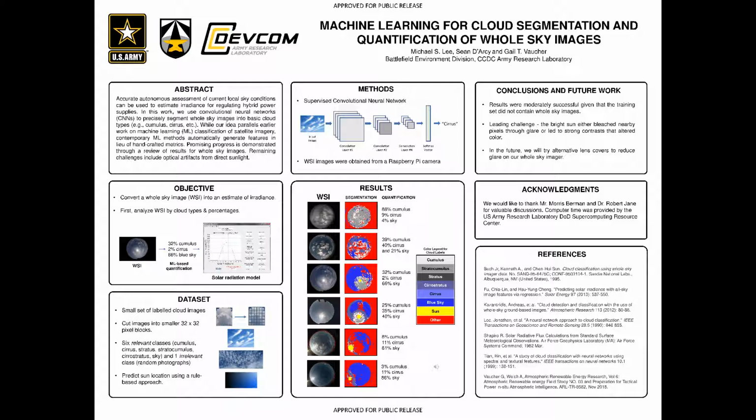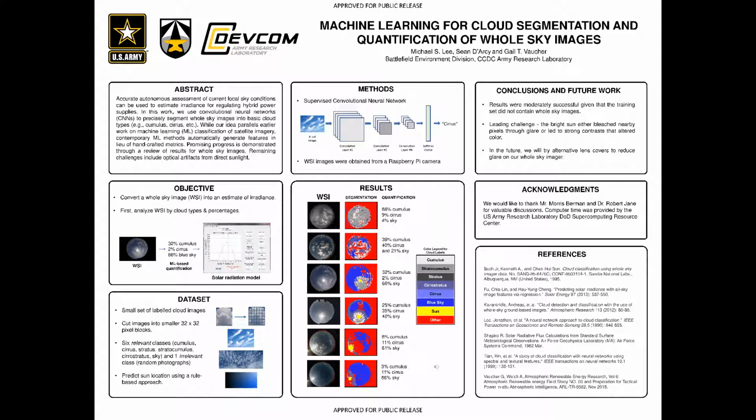The data set we use for training our machine learning model is a small set of labeled cloud images that we obtained from the internet. We cut each image into smaller 32 by 32 pixel blocks. Six relevant classes were defined: cumulus, cirrus, stratus, stratocumulus, cirrostratus, and sky. We also included one irrelevant class, where we basically used random photographs. In addition to our machine learning model, we also predict the sun location and mask that out from our predictions.